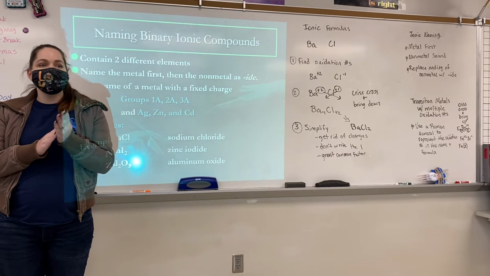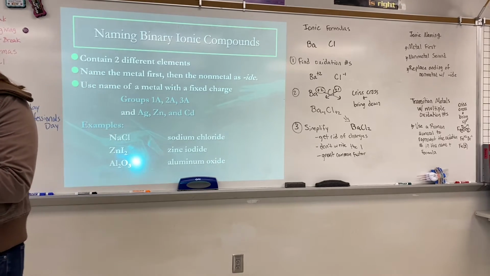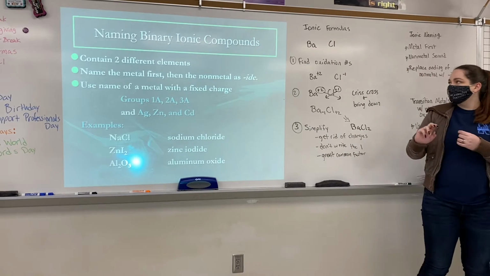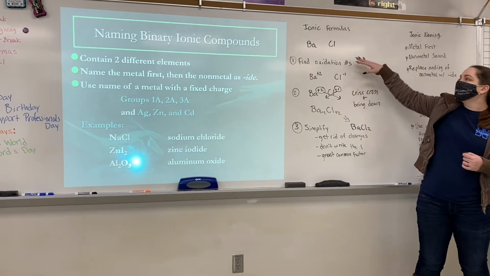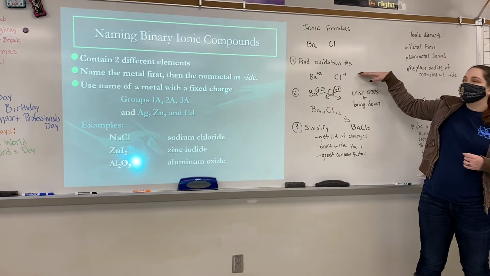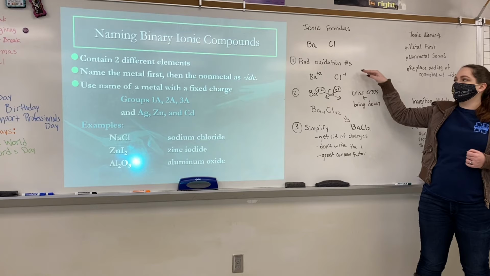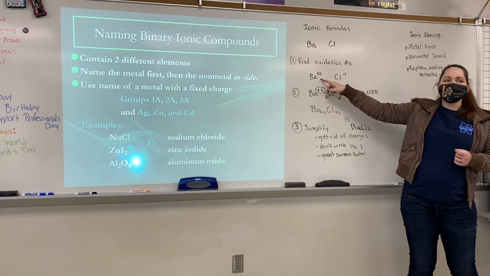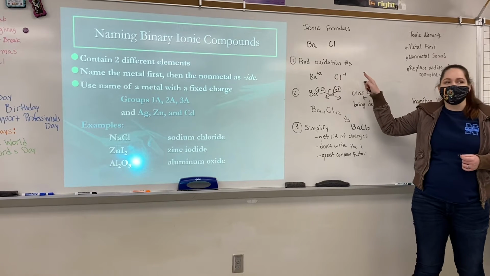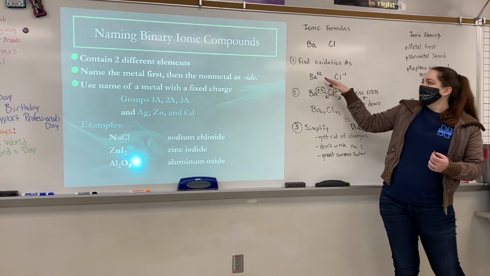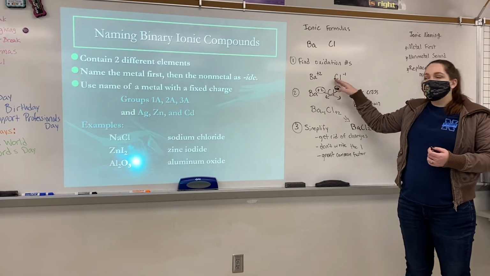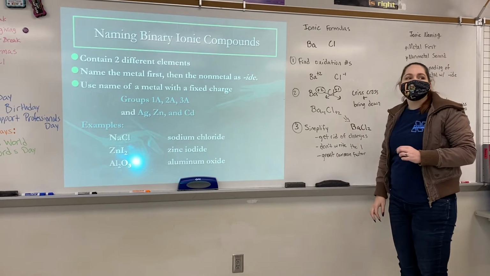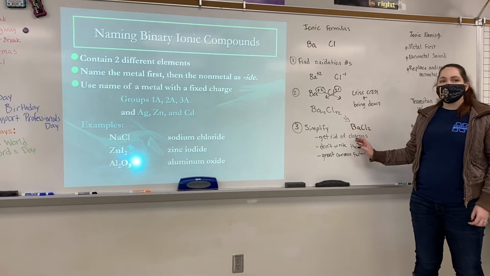So we need to finish our notes on naming and writing formulas for ionic compounds. Quick review from yesterday. Yesterday we did the basic thing. Your first step with writing ionic compounds, I will give you your elements, is to find the oxidation number. Once you find it, you write it above each of the elements as an exponent, or a superscript, whatever you want to call it. Then you crisscross your oxidation numbers, bring them down, and write them as subscripts. And then your last step is to simplify it.